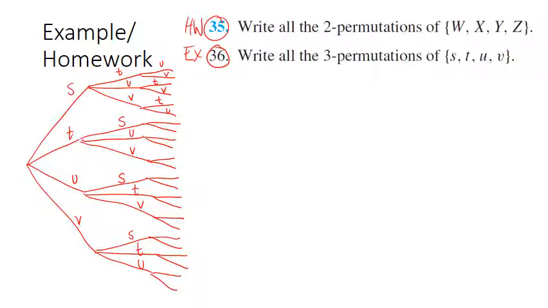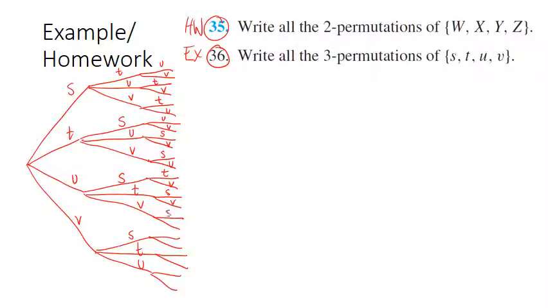If I do T and S, then it is either U or V. If it's T and U, then it's S or V. T and V is S or U. US is going to be T or V. UT is going to be S or V.